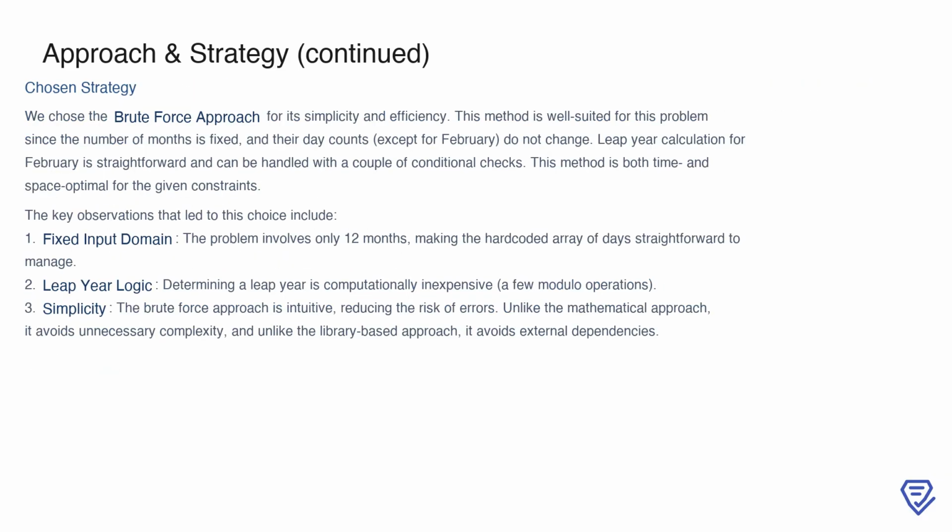For this problem, we've chosen the brute force approach as our strategy. It's particularly well suited for this scenario due to the fixed input domain. There are only 12 months, and their day counts are consistent, except for February. Leap year calculations, which determine February's day count, are computationally inexpensive and involve just a few modulo operations. The simplicity of this approach ensures it's intuitive and less prone to errors, making it easier to implement and debug.